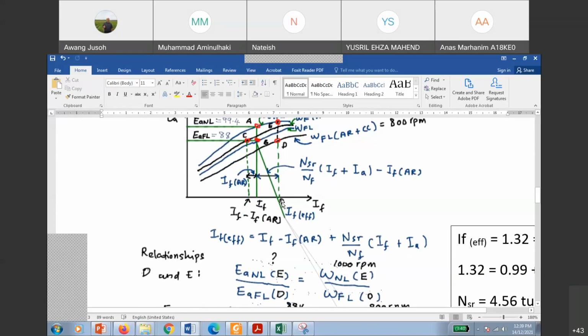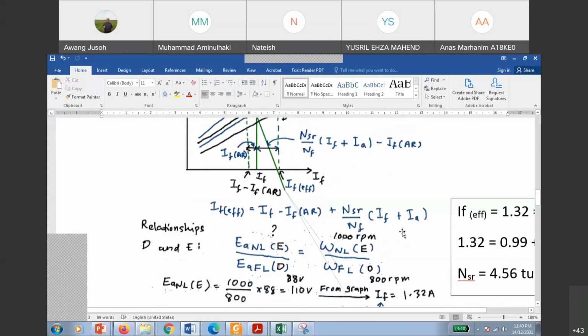Okay, so this current is basically IF plus this. So this one represents this amount of current. IF minus effective plus this one gives the effective current here. Formula, you need to know this formula basically.